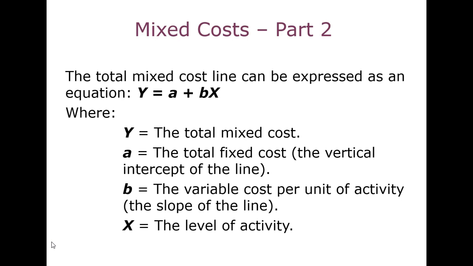Here's the line we will use to calculate a mixed cost. Y equals A plus BX. So in this example, Y is the total mixed cost amount, A is the total fixed cost amount, B is the variable cost per unit of activity amount, the slope of the line, and X is the level of activity, the number of units, number of hours, or something like that.